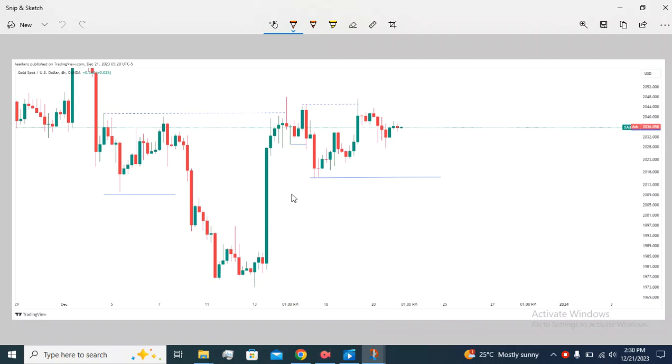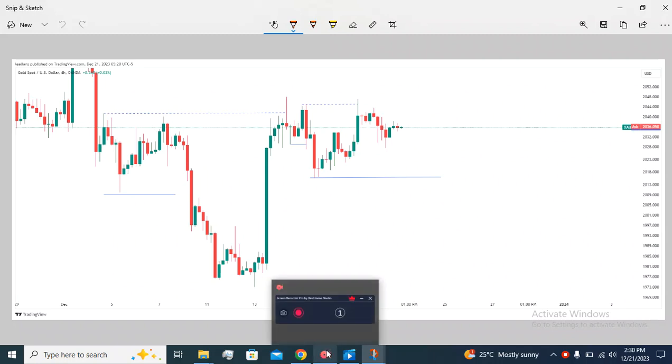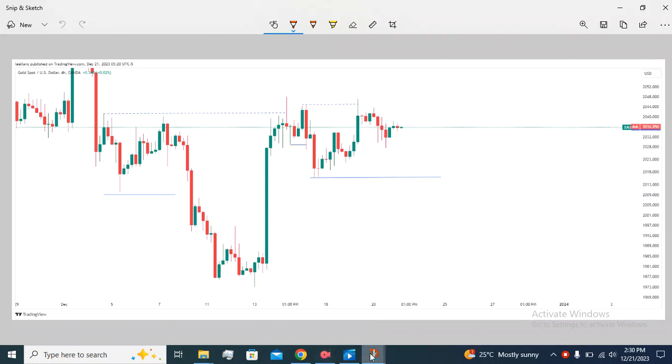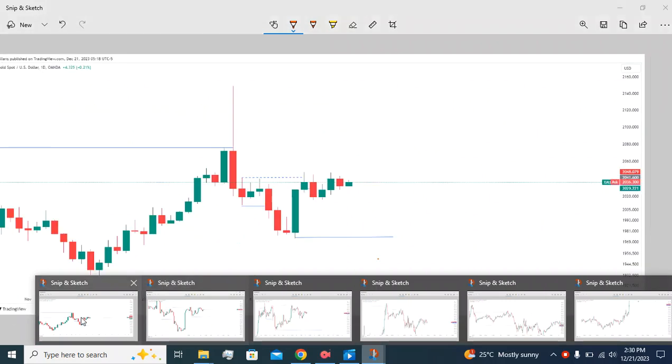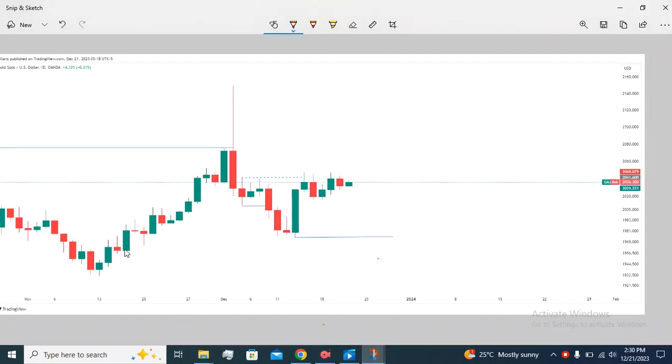This video again. This is gold versus the US dollar on the 4-hour time frame. But I want to begin on the daily time frame. I want to do a quick top-down analysis on this gold. Today is the 21st of December 2023.